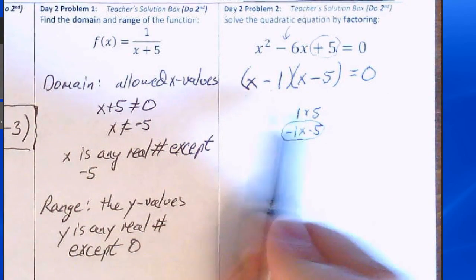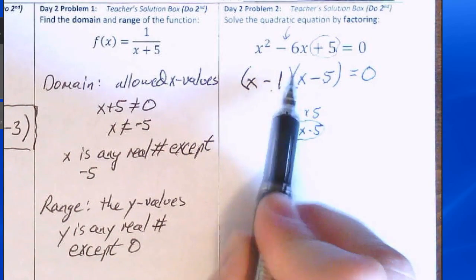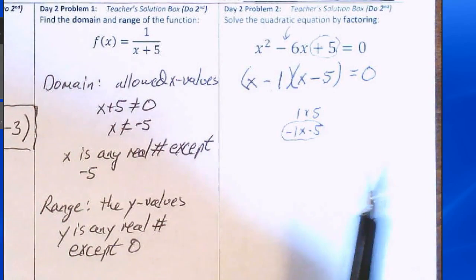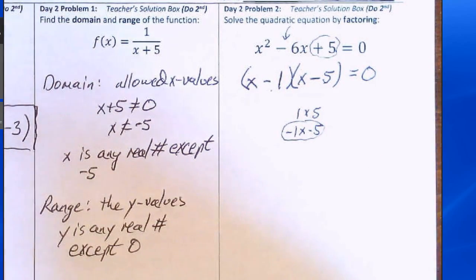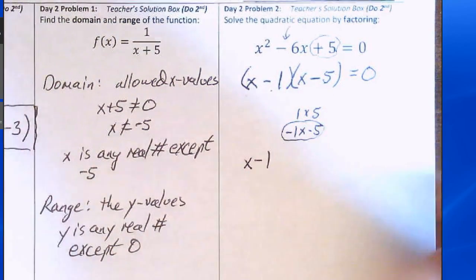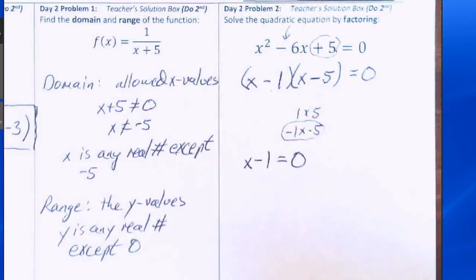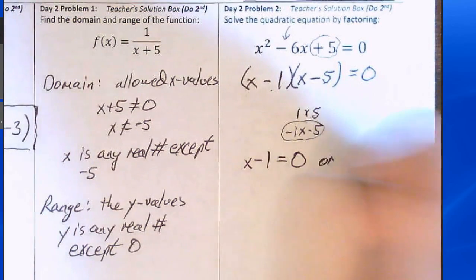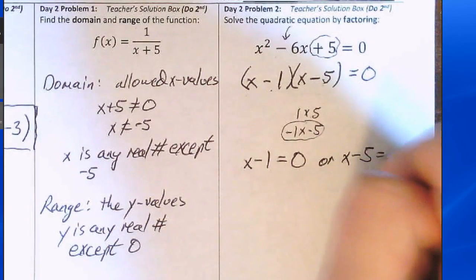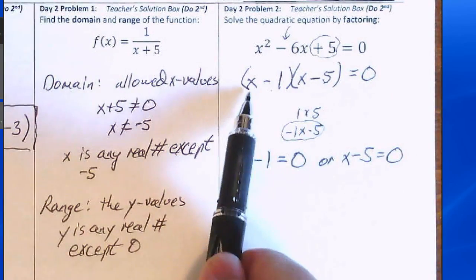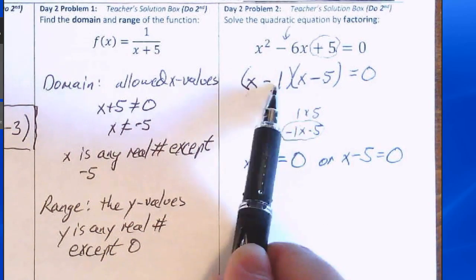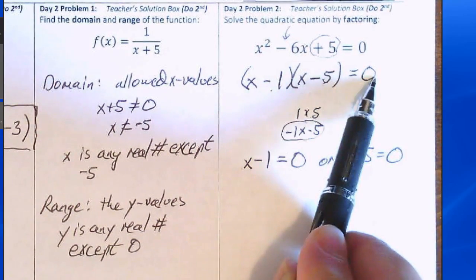If we have two things that multiply together and the answer is 0, then one of the factors must be 0. That's how you get an answer of 0. So the first factor, the x minus 1, might be the one that equals 0, or the other factor, the x minus 5, that might be the one that equals 0. If either one of these factors is equal to a 0, when you do this multiplication, you would get 0.